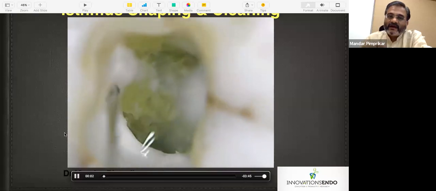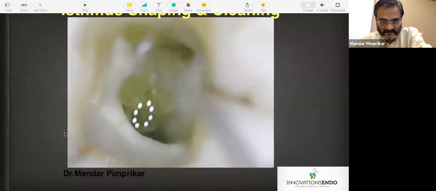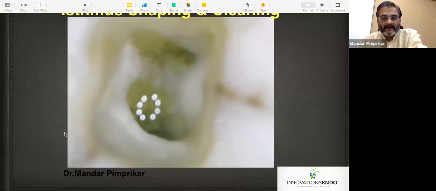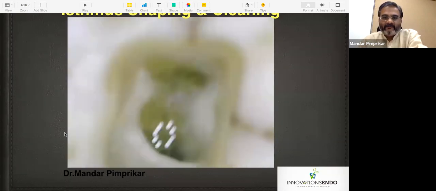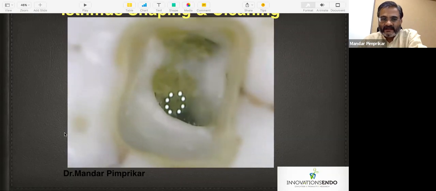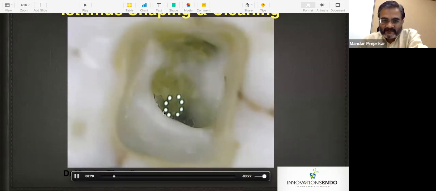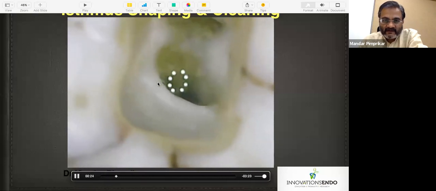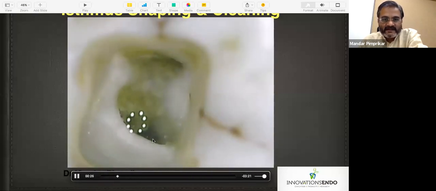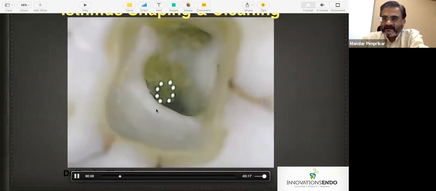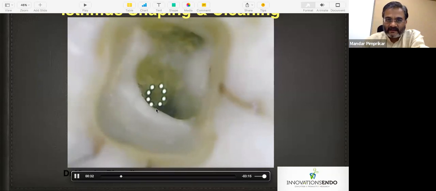Now, this is what I do when I do my access preparation. I pour a few drops of irrigant. It could be sodium hypochlorite, it could be Twin Clean, and wait for a minute. As soon as you introduce hypochlorite or Twin Clean, you can see a bubbling action. Can you see the bubbling action throughout the length here? Throughout the width, rather. This indicates that I'm not dealing with a circular canal. It is a complete dumbbell shaped canal.